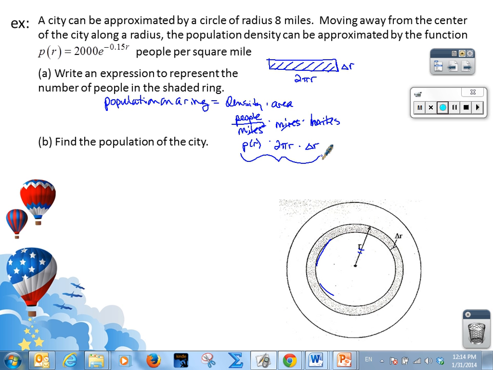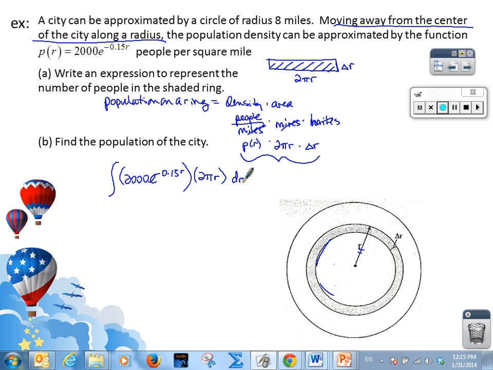And so if we want to find the population of the city, notice how this equation is written as a distance from the center, moving away from the center of the city along a radius. I'm using this population. So when I do my integral, it's going to be set up just like this. I basically have the 2000 e to the negative 0.15 r. That's my P of r. I have my circumference 2 pi r. My delta r is dr.